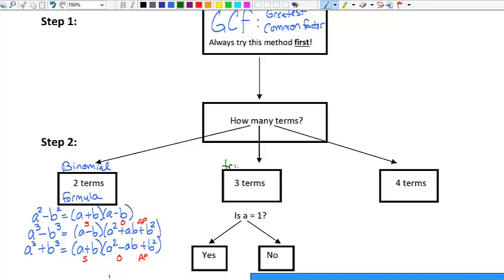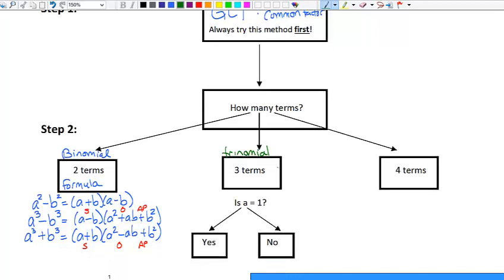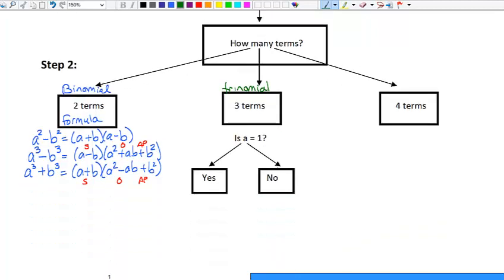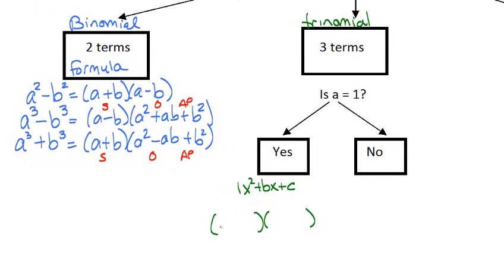The next option would be three terms. If you have three terms, we call that a trinomial. And the trinomials, we break them up into two groups. If a is 1, then we have an easy set of trinomials. That would be like x squared plus bx plus c, where this leading coefficient out in front is 1. In that case, all you're doing is you're going to put an x in the front, and you're looking for two numbers that add to the b but multiply to the c.